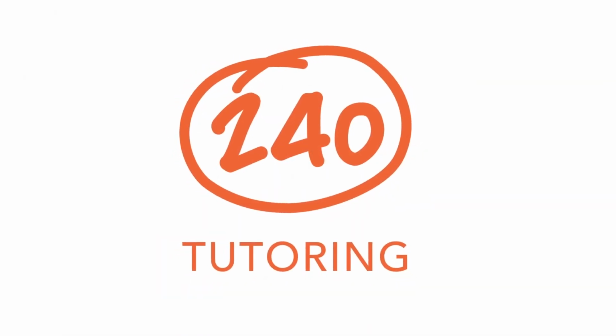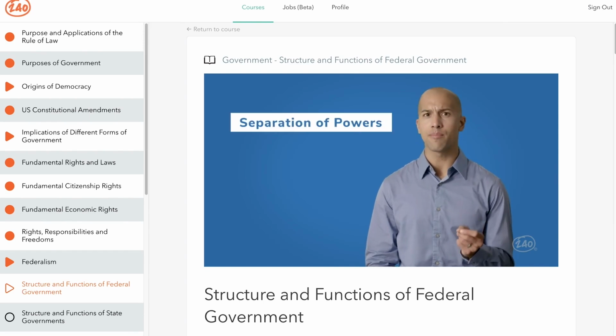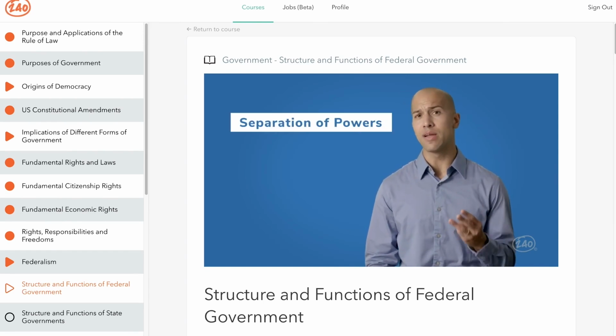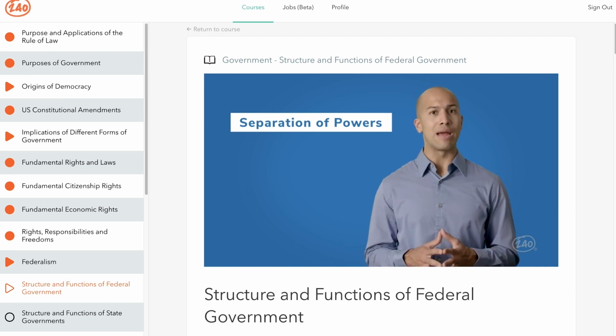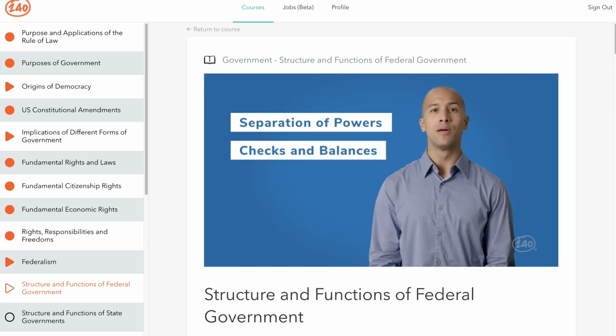But right now, let's get into the structure and function of the federal government. Let's take a sneak peek inside our study guide. Articles 1, 2, and 3 focus on establishing and separating power in the government. By explicitly separating the government into 3 branches, the Constitution is able to keep any one branch or person in a branch from becoming too powerful.